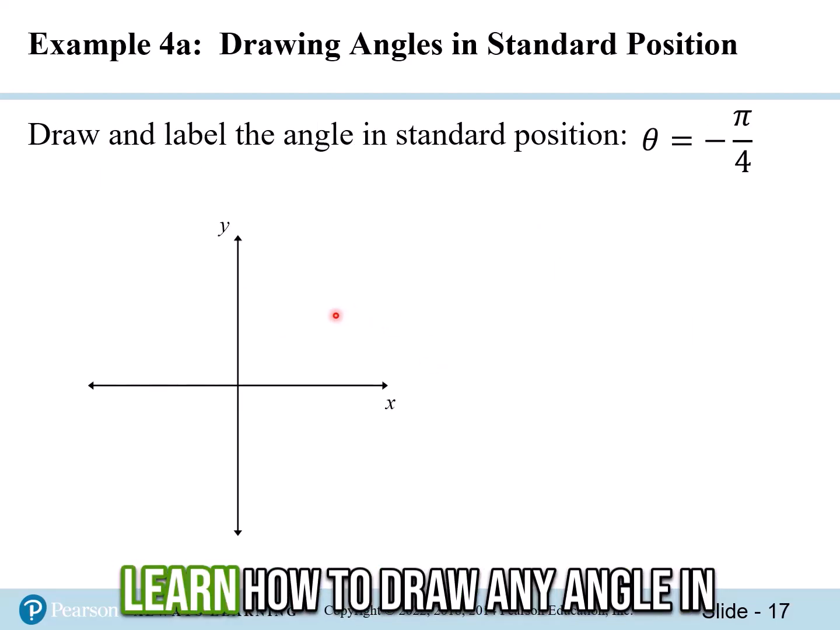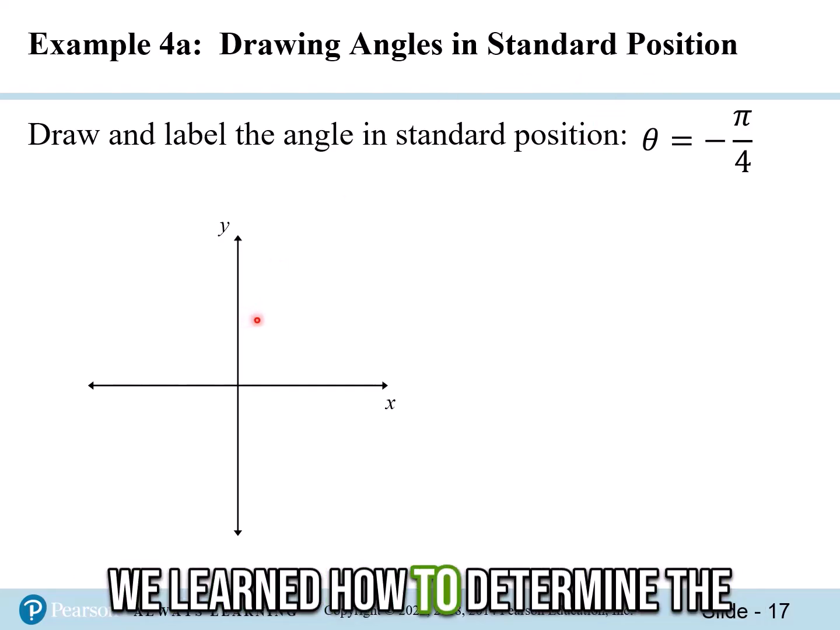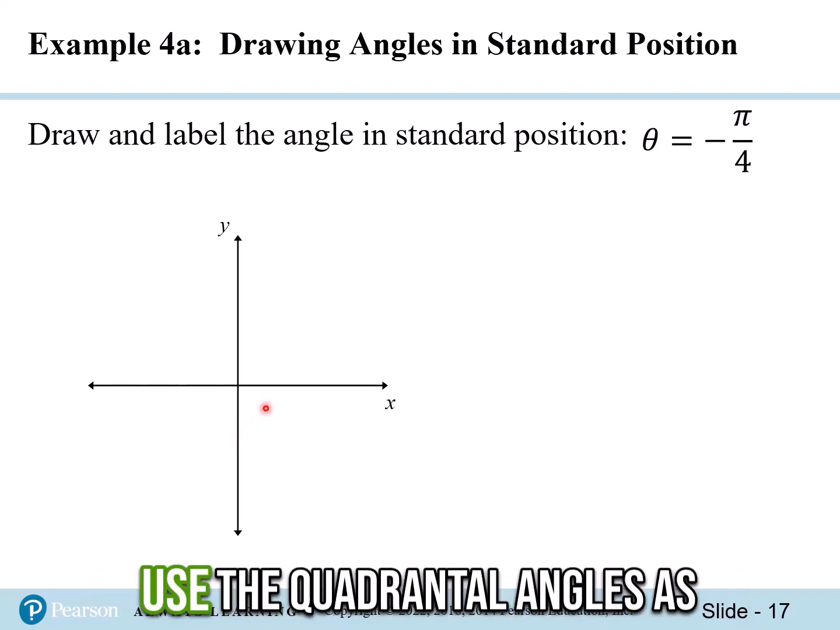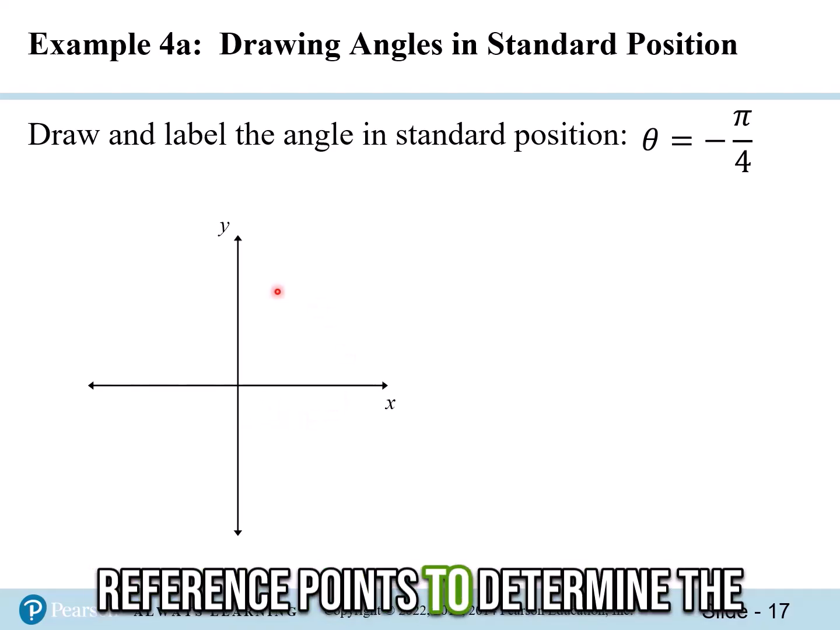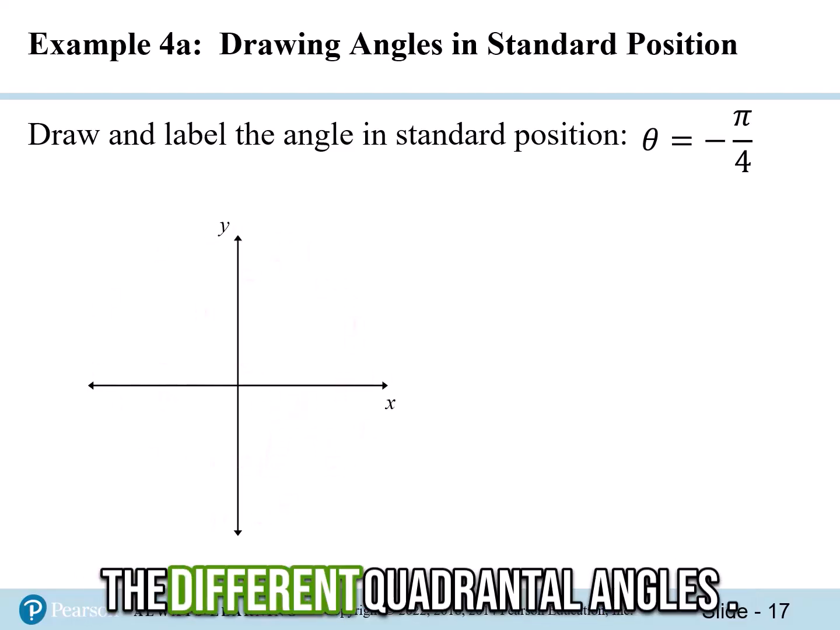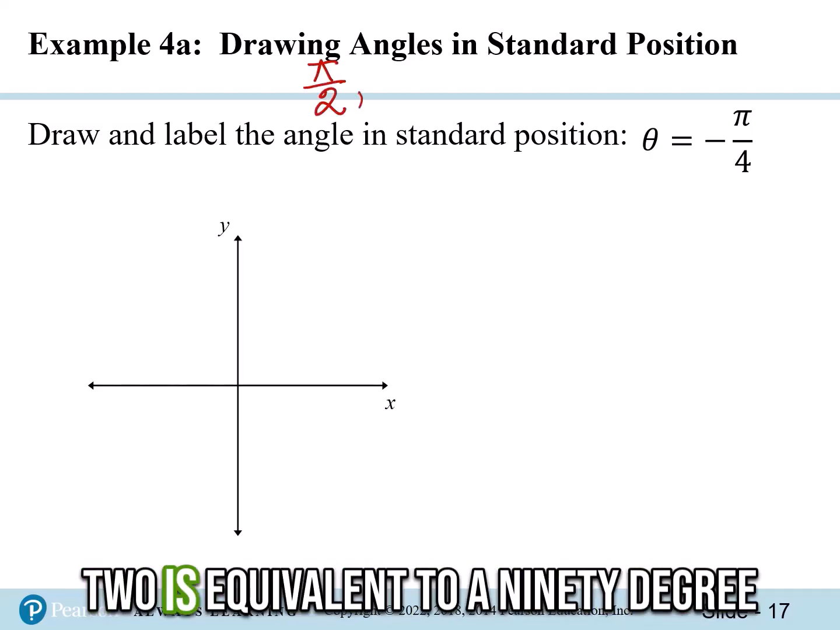Now we are going to learn how to draw any angle in standard position. Now previously we learned how to determine the quadrantal angles. So I'm going to use the quadrantal angles as reference points to determine the position of the other angles. So let me list the different quadrantal angles. We start with pi over 2. Pi over 2 is equivalent to a 90-degree angle.